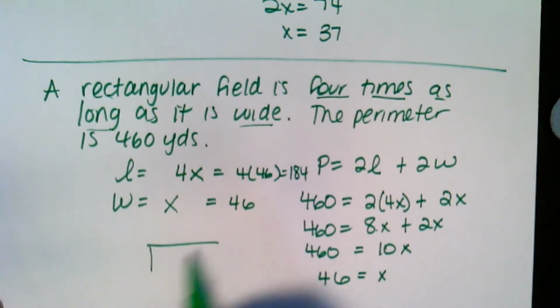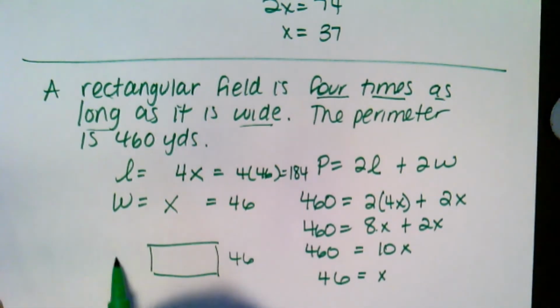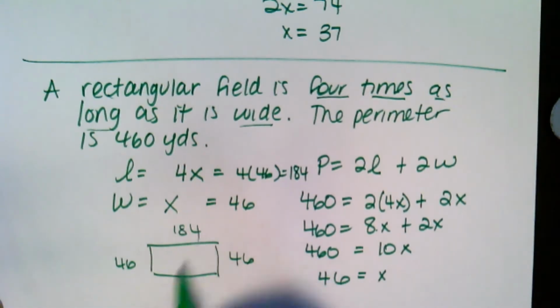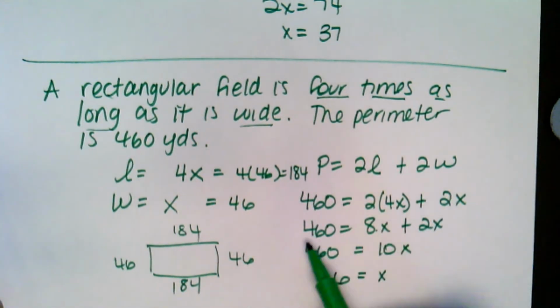And then you can check yourself. You know, you have a rectangle. We know that these two sides are 46, these two sides are 184. If we add the perimeter up, it should equal 460. So there's a couple questions like that on homework 5.